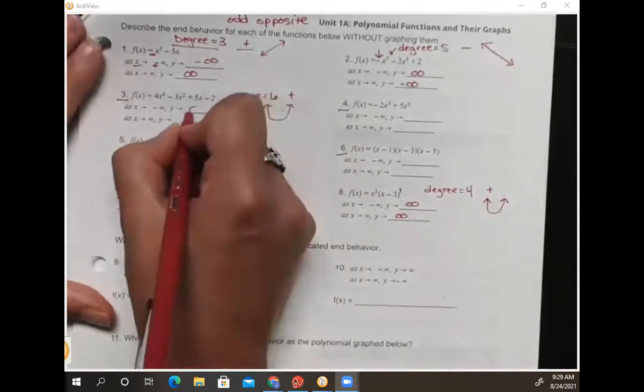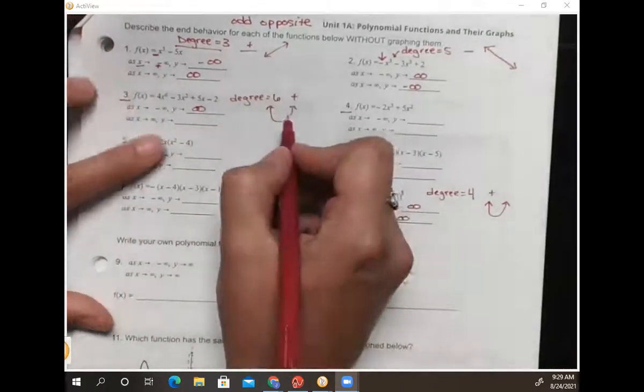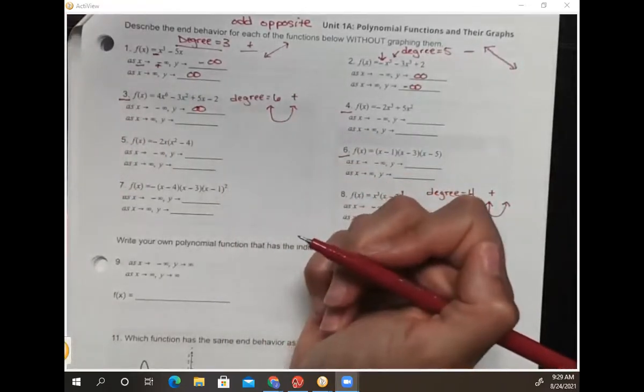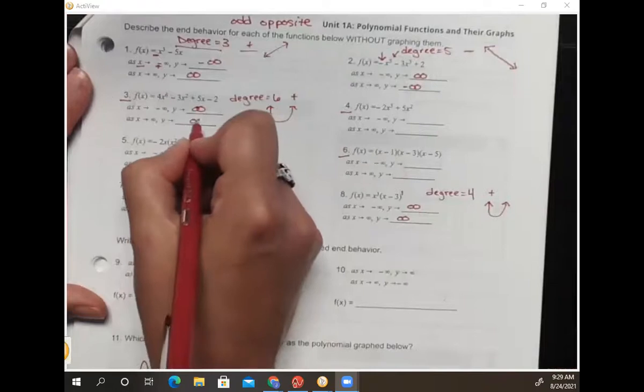Sorry, I just couldn't hear you. Okay, positive infinity. On the right side of the graph, I'm going up again. So I'm going to write another positive infinity.